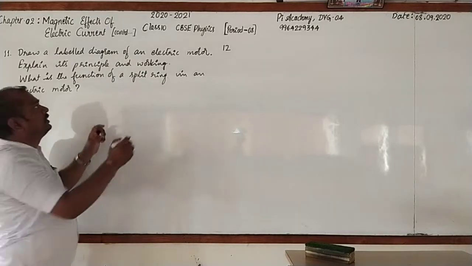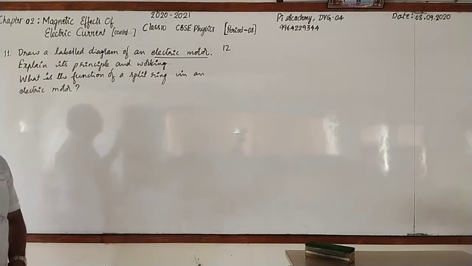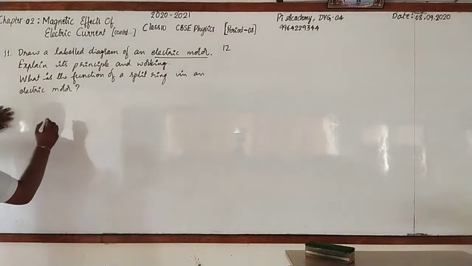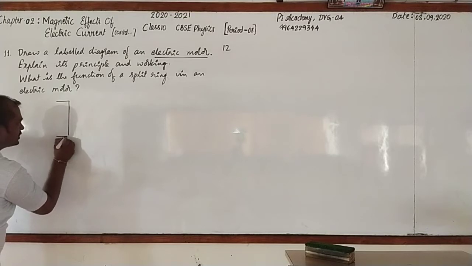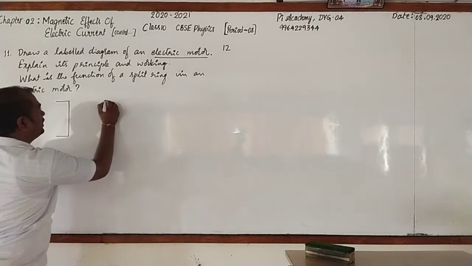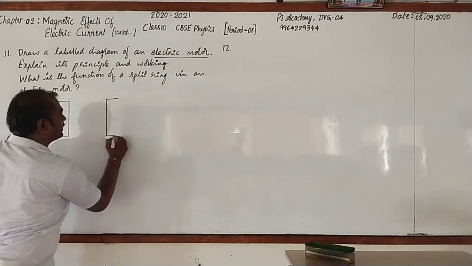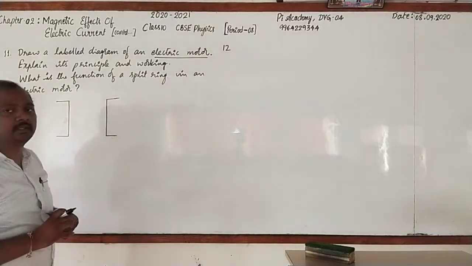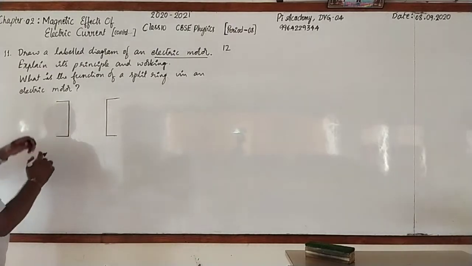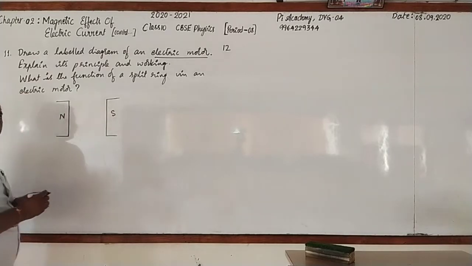Dear students, electric motor is a device which converts electrical energy into mechanical energy, right? Now let me draw that. Observe this carefully. It's very simple, but when you are drawing, you must use scale and pencil. Here, these are the two poles of a strong magnet, also called field magnet. It is nothing but horseshoe magnet. Here, I take this as north pole and this as south pole.